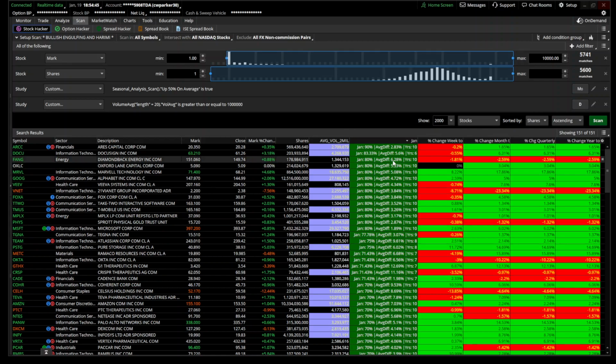I'm excluding the FX pairs. But these are all the stocks right now. I have them sorted by the percent change, I mean, not by their percent diff for the year.